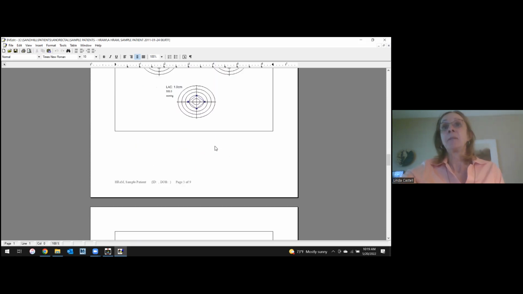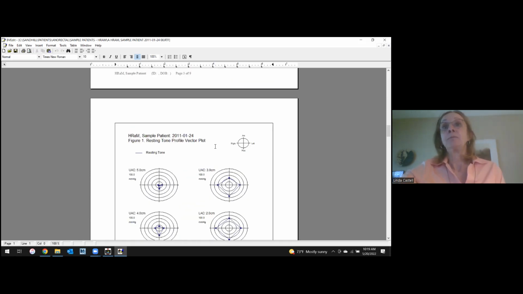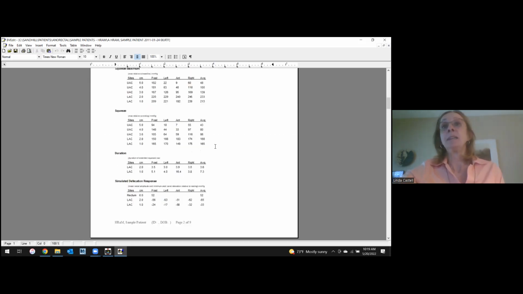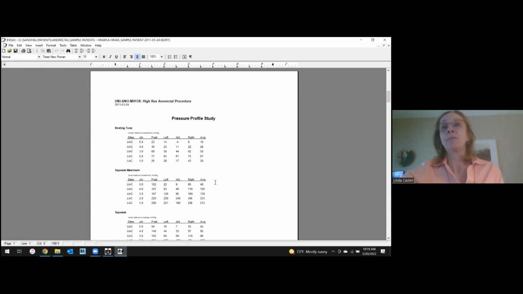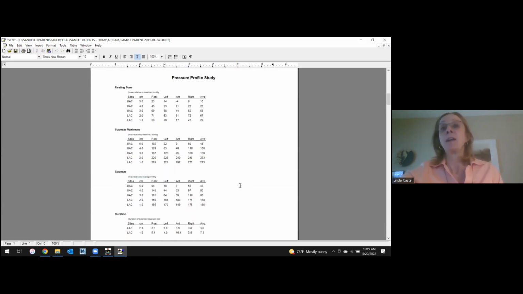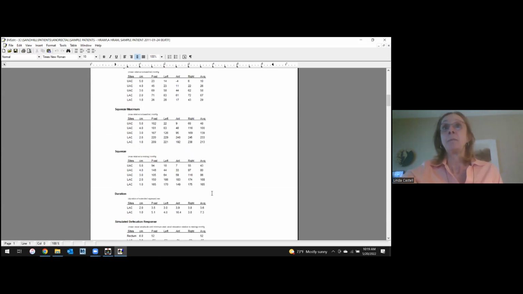Okay, and then patients pre-surgical for a colostomy takedown, you're going to make sure that they have good resting and good squeeze measurements. If they don't, then they could maybe benefit from some biofeedback prior to their surgery and afterwards as well. Okay, questions?